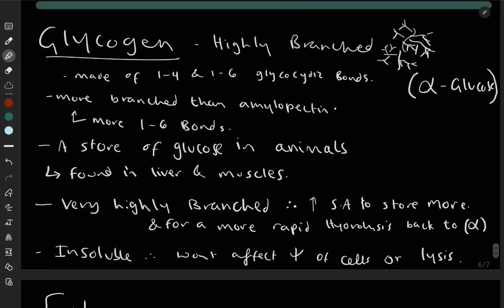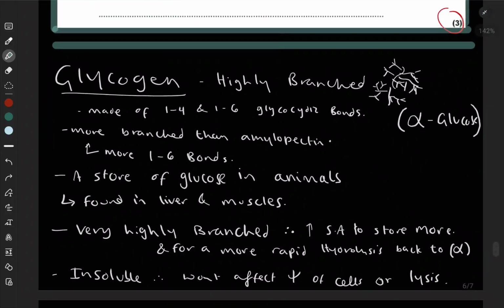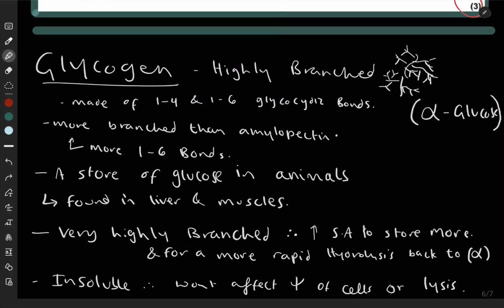Okay, next we move on to glycogen, which is the third polysaccharide we need to know. So glycogen is very highly branched. One thing you need to know is that it is more branched than amylopectin, which you could potentially be asked to compare it to. Glycogen once again is made up of 1-4 and 1-6 glycosidic bonds. As you might have guessed, 1-4 glycosidic bonds form these straight chains or helical chains, and these 1-6 bonds form the more branched structures. The reason why it is more branched than amylopectin is there's a higher ratio of 1-6 bonds. So you can imagine there to be lots of these.